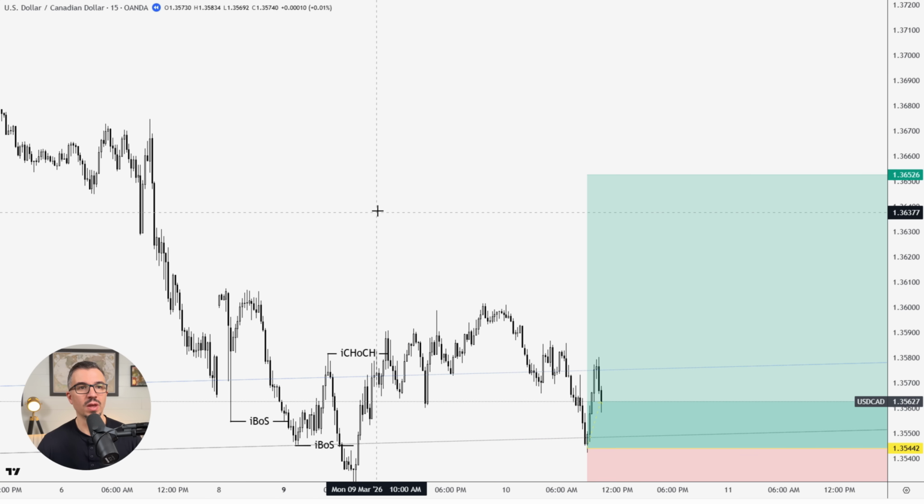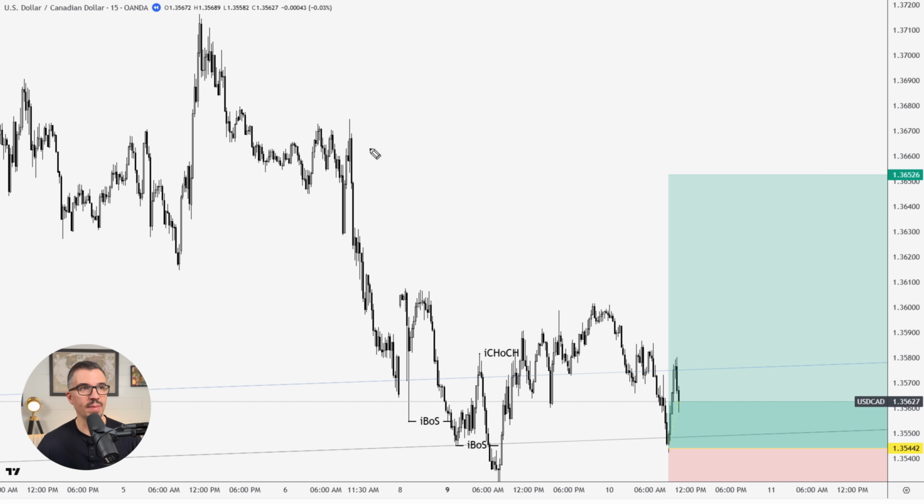My target here was going to be this imbalance back here. You can see we had displacement lower. There was absolutely no retrace into here. So this area back here was a very obvious area to target for a mitigation of that imbalance.